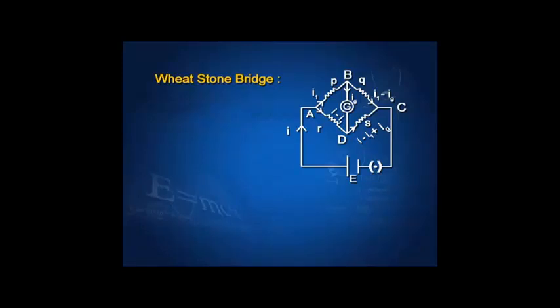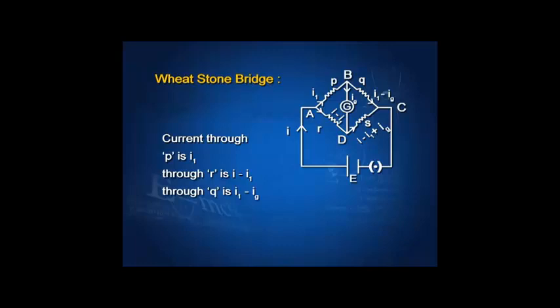If current from the cell is I, current through P is I1, then current through resistance R is I minus I1. If point B is at high potential, then current through the galvanometer is Ig as shown in the diagram. Then current through resistance Q is I1 minus Ig and current through the resistance S is I minus I1 plus Ig. Let us study the proof.